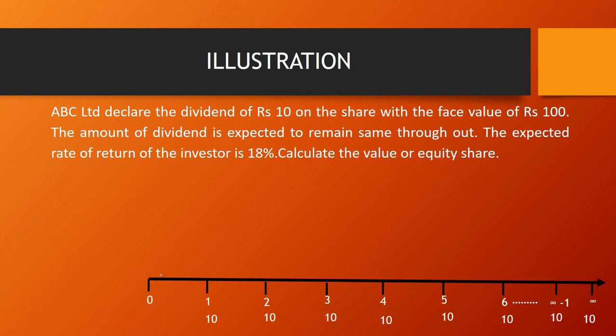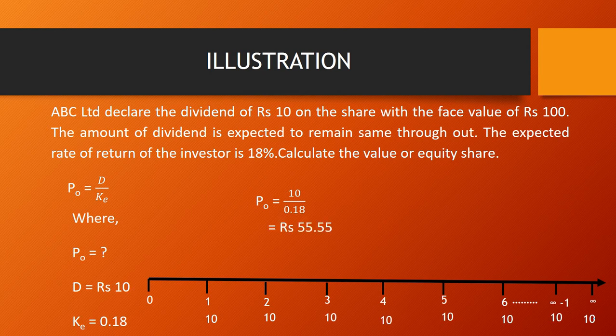So we can say that at the end of every year, the shareholder is going to get rupees 10, and the shareholder is going to get rupees 10 till infinity. So the formula says present value of share will be D upon Ke. D is 10 and Ke is 0.18. So let's put the values in the formula. Our answer will be rupees 55.55. So we can say that the value of the equity share is rupees 55.55.